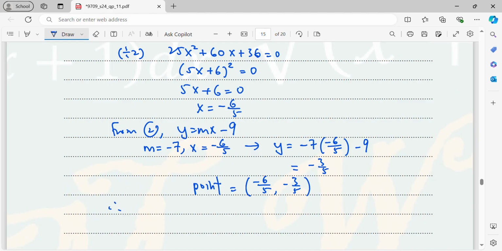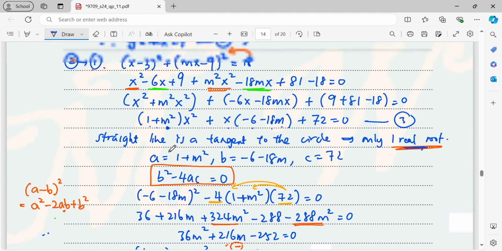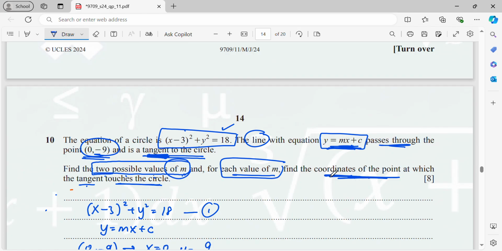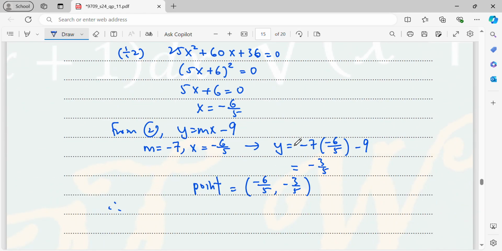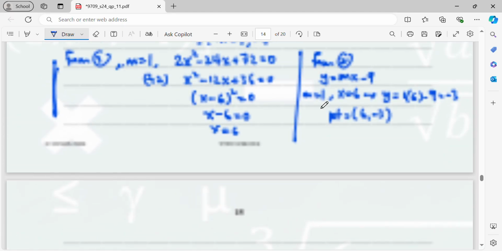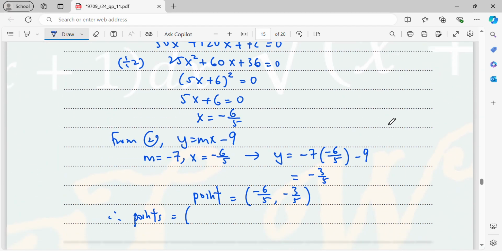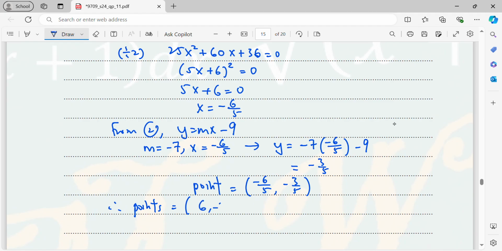So lastly, the question says, for each m, find the coordinates of the points. So here, I will just write the final answer, points, just rewrite the coordinates that we have found just now. So 6, minus 3, and another one is minus 6 over 5, minus 3 over 5. So that's all for this solution.